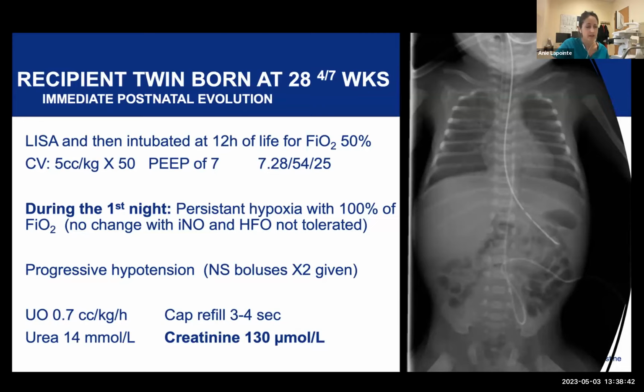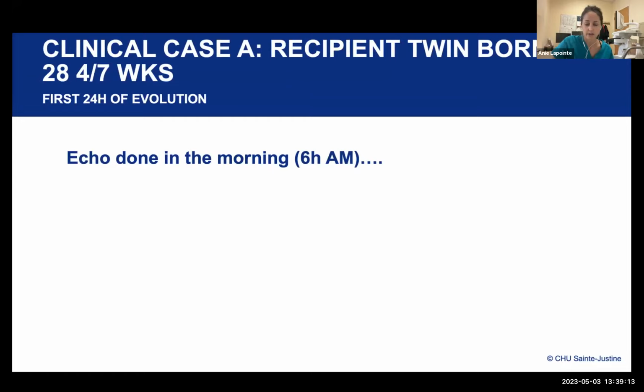This baby became hypotensive and was given 2 boluses of normal saline. Then the urine output decreased to 0.7 cc per kilo per hour, capillary refill time increased, urea was increased at 14, and creatinine also increased to 130 micromole per liter. With this evolution, the medical team asked for an echo. The first echo was done at 6 a.m. in the morning by our cardiology team here at St. Justine.